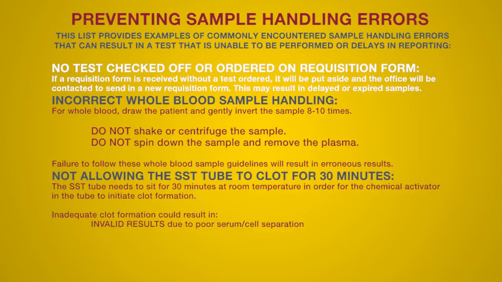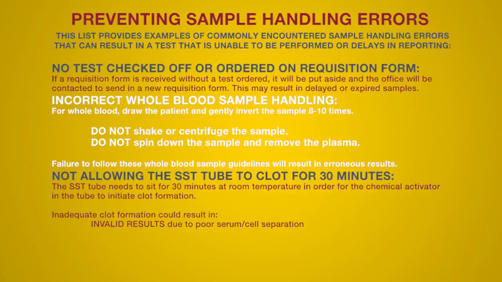No test checked off or ordered on requisition form. If a requisition form is received without a test ordered, it will be put aside and the office will be contacted to send in a new requisition form. This may result in delayed or expired samples. Incorrect whole blood sample handling. For whole blood, draw the patient and gently invert the sample 8 to 10 times. Do not shake or centrifuge the sample. Do not spin down the sample and remove the plasma. Failure to follow these whole blood sample guidelines will result in erroneous results.